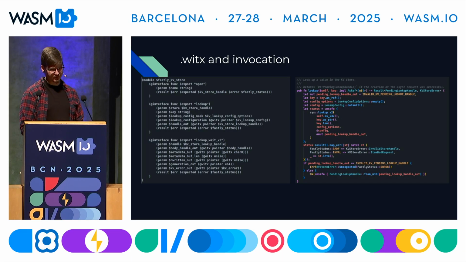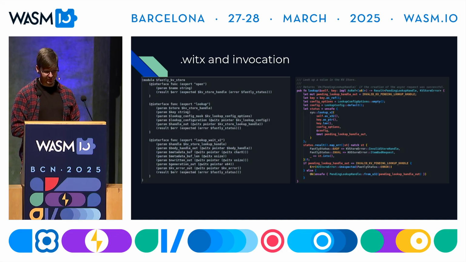This is our actual on-production WITX invocation from the SDK. On the left-hand side is how we used to write the bindings for our host calls. We've got three functions here inside of the KV store module: open, lookup, and lookup wait. Open looks pretty normal. It's a function that has one parameter. It takes the name of the store that you're trying to open and returns a result of a store or an error.